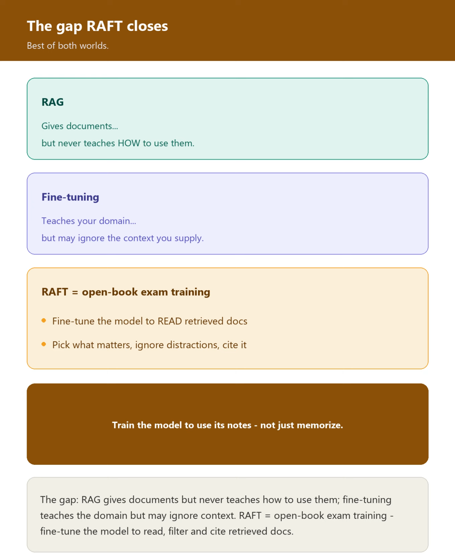So here is the gap. RAG gives the model documents but never teaches it how to use them. Fine-tuning teaches the model your domain but may make it lazy about reading context. RAFT closes that gap. The simple idea is this. We fine-tune the model specifically to read retrieved documents, pick out what matters, ignore distractions, and cite the right passages. Think of it as open book exam training for your model.